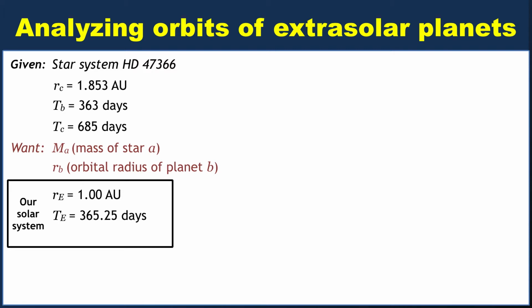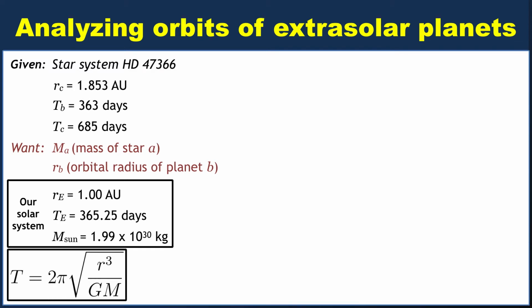The mass of the Sun you may not know, this you would look up, and it's 1.99 times 10 to the 30th kilograms. The equation relating period and orbital radius and the mass of the central object is this, and remember that's also referred to as Kepler's third law of planetary motion. Okay, let's use this to figure out these quantities. Let's start with the mass of star A.